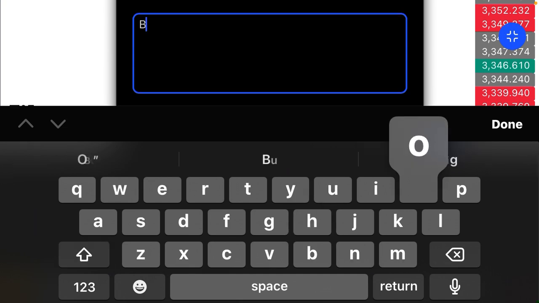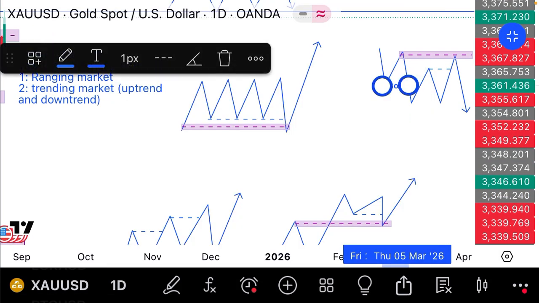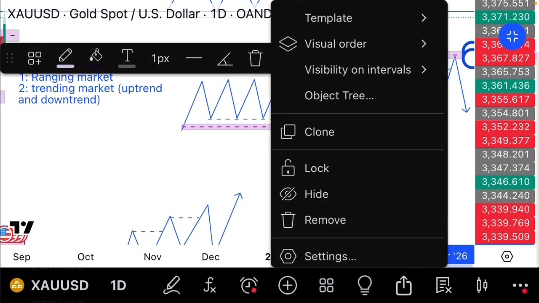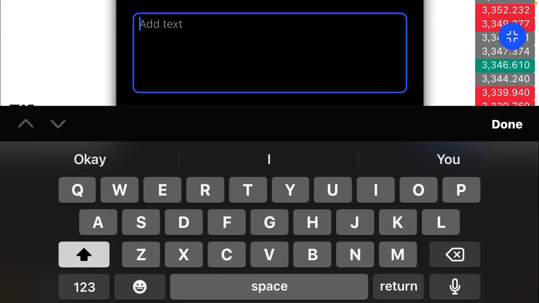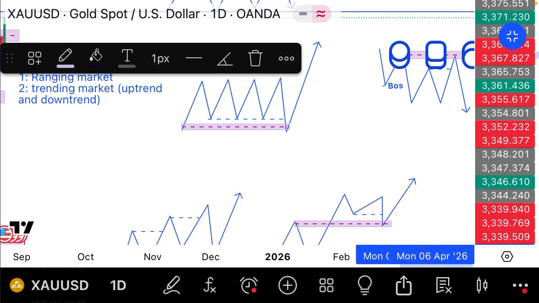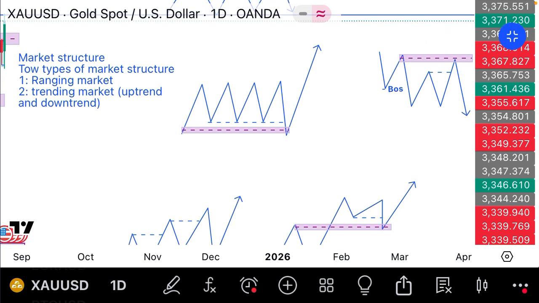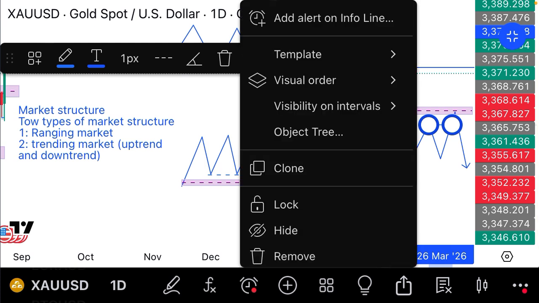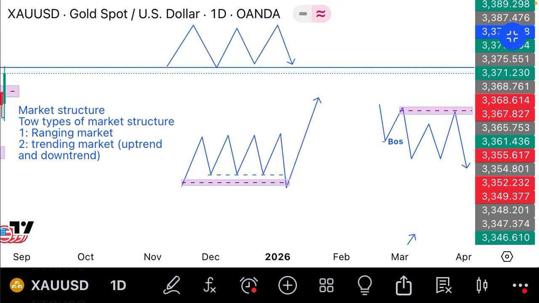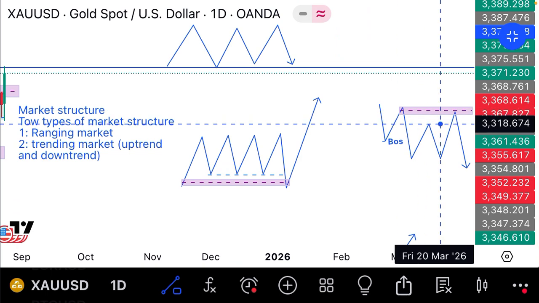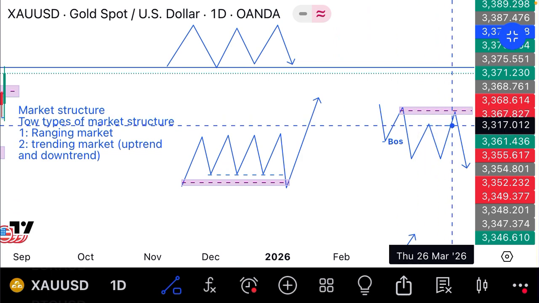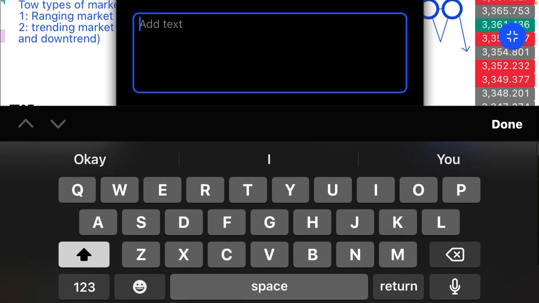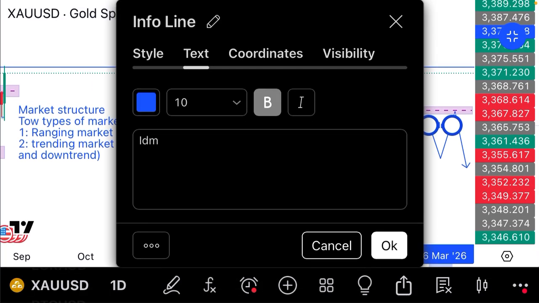So we have a POI and a break of structure. That's our break of structure. Here is our POI. Here is our inducement. Sorry about this. I believe everybody understands what I'm saying. Here is our inducement, IDM, inducement.